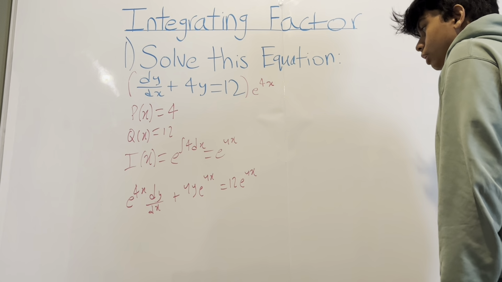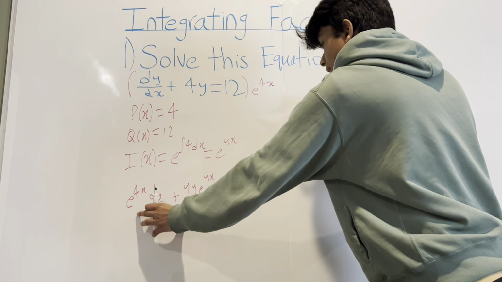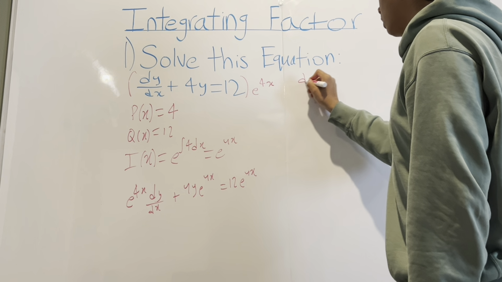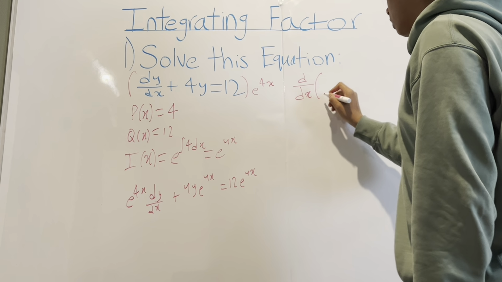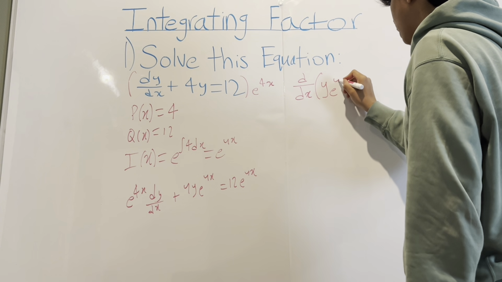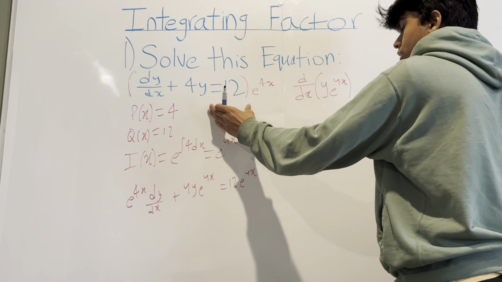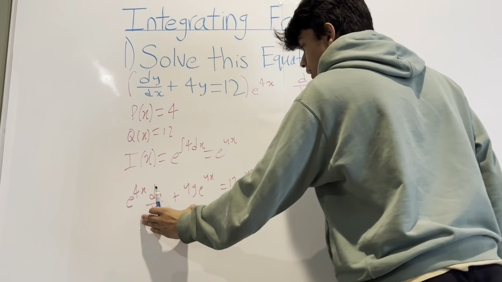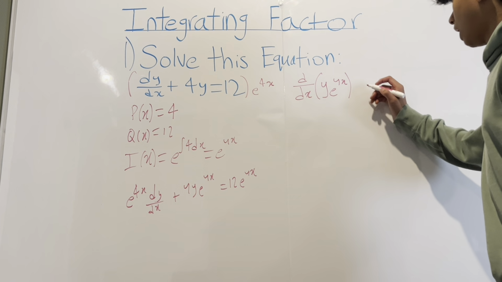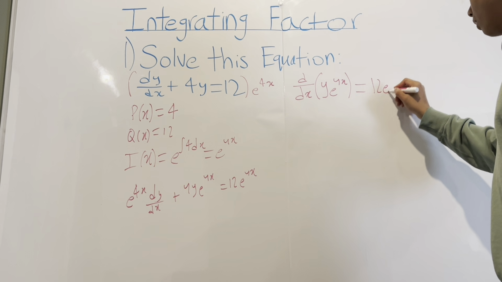And now, let's go up here. On the left side, what we can recognize here is that this is actually the derivative of y multiplied by the integrating factor, which is e to the 4x. That's what usually is going to happen. After you multiply the entire function by the integrating factor, the left side is most of the time y multiplied by the integrating factor. And now, since we didn't change the right side of the equation, this is still just going to be 12 e to the 4x.